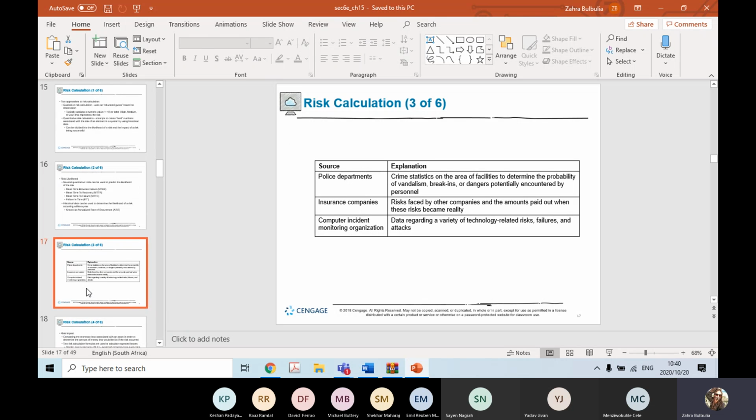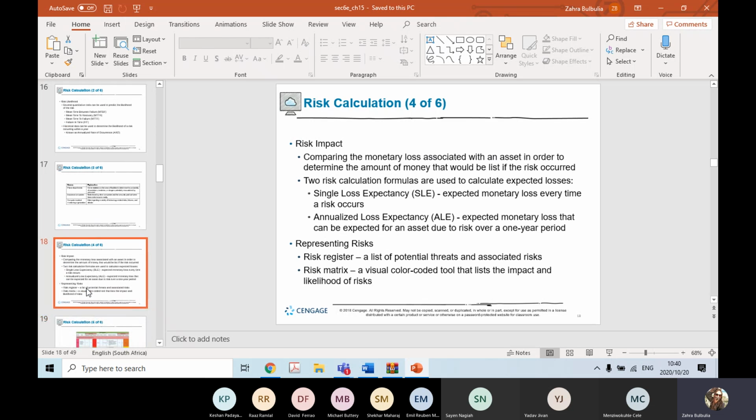So who uses calculations? Your police department for crime statistics, insurance companies, and of course nowadays pretty much every company, because computer incident monitoring organizations, as well as your own companies, any company would do a risk analysis, right? Because they would want to know the risk impact. So you compare the monetary loss associated with an asset in order to determine the amount of money that would be lost if the risk occurred.